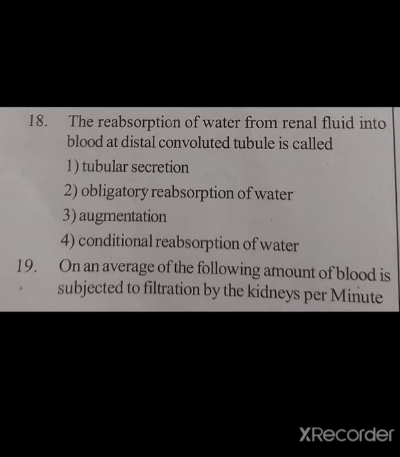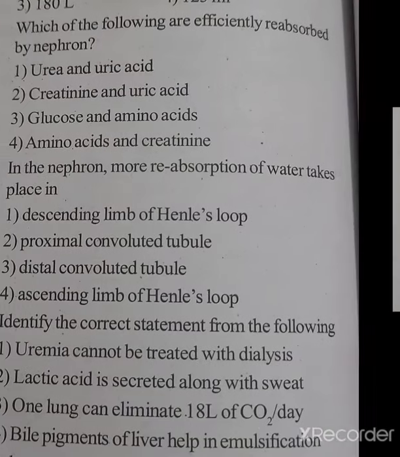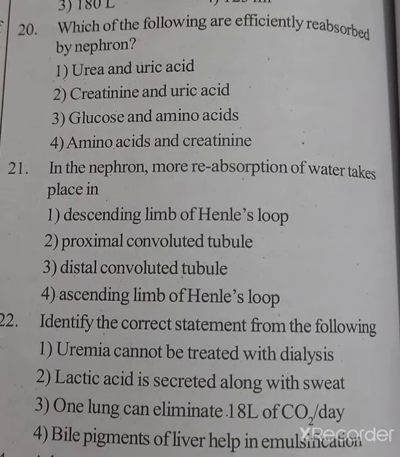Next comes the 19th question. On an average of the following amount of blood is subjected to filtration by the kidneys per minute. Here are the options. 1. 1100 to 1200 milliliters. 2. 500 to 600 milliliters. 3. 180 liters. 4. 125 milliliters.